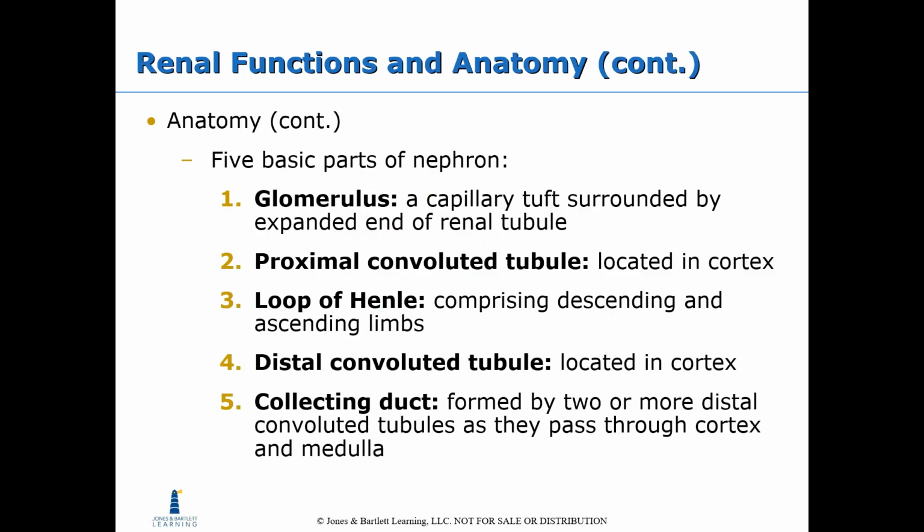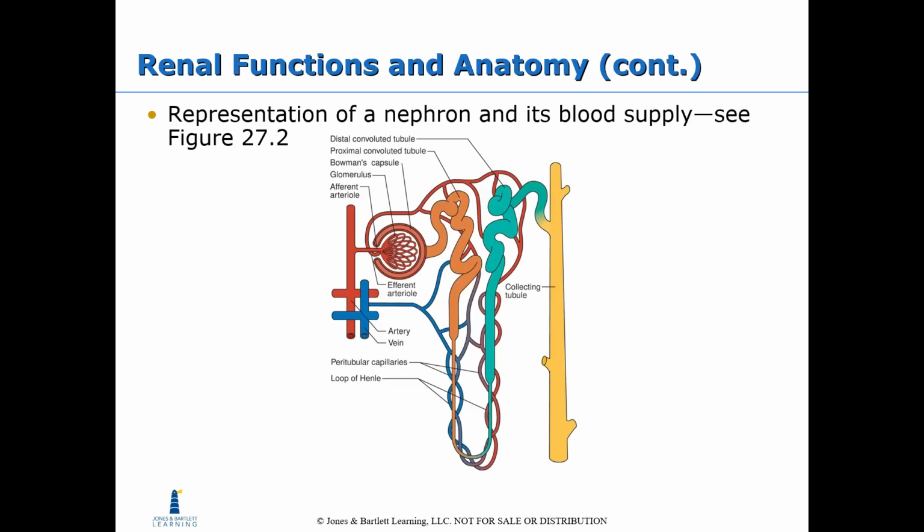The proximal convoluted tubule is located in the cortex, and this is a picture of the proximal convoluted tubule. Convoluted just means twisted. It's proximal because it's close to the origin of where the glomerular filtrate is produced.